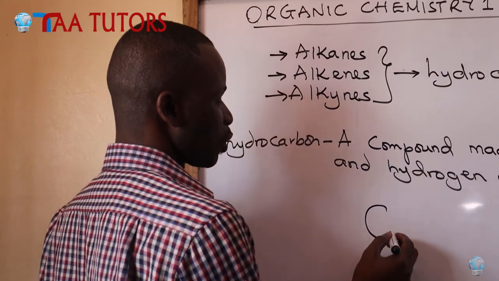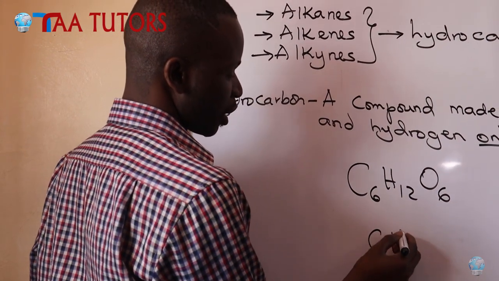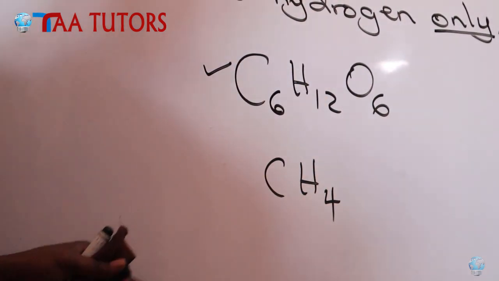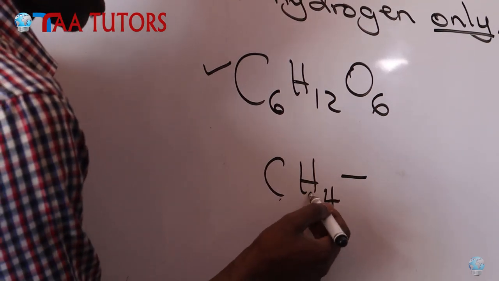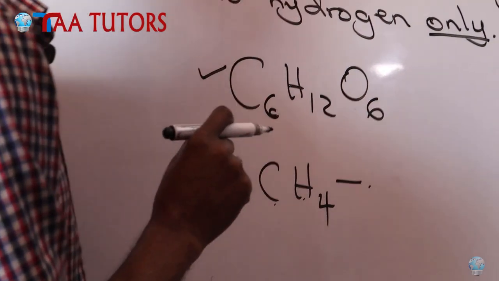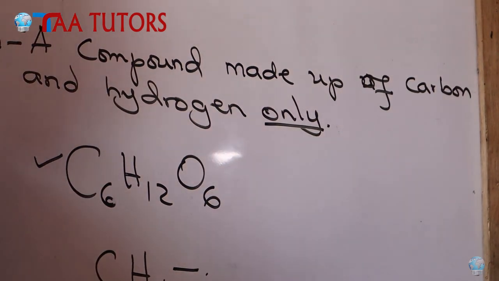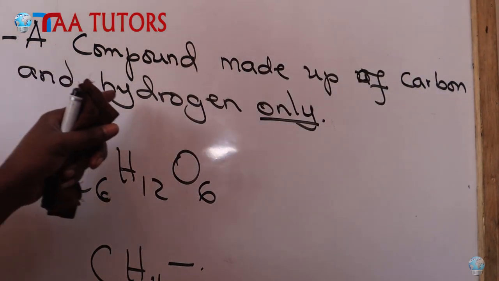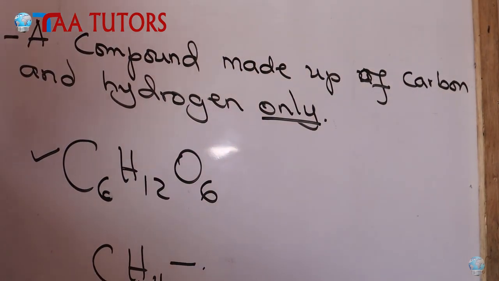If I talk about a carbohydrate like glucose, C6H12O6, and I talk about methane, both of these compounds carry hydrogen and carbon, but for methane we can say carbon and hydrogen only, while for glucose we cannot say only, because there is oxygen there also. So that's why the definition of a hydrocarbon must have the word only. I don't think there is any word that you can use in place of the word only. You can say a compound consisting of only carbon and hydrogen. The word only is still appearing there, but you cannot do away with it.